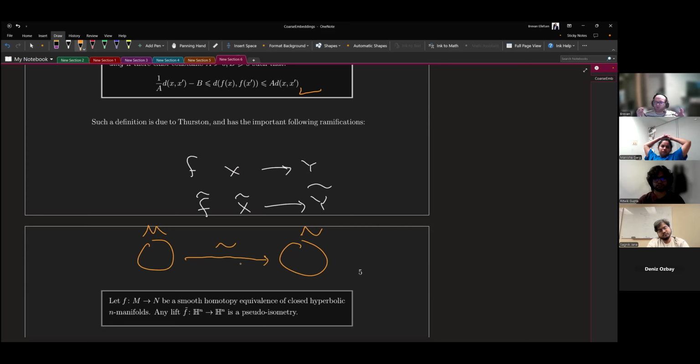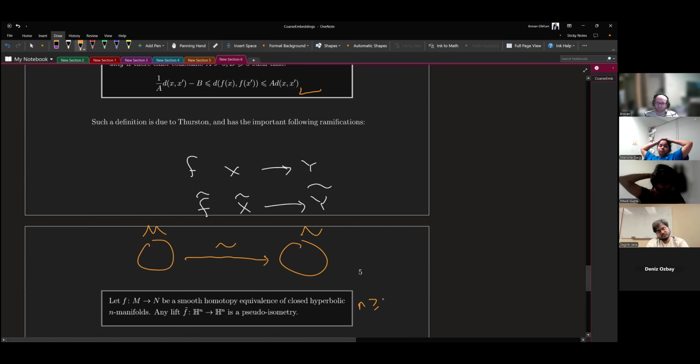So somehow, just looking at homotopy of these things, also n is greater than or equal to 3. That is important because Teichmuller space exists. You do not get this rigidity in dimension 2. So in dimension 3 or above, we have that any smooth homotopy equivalence between closed hyperbolic n-manifolds will induce a pseudo-isometry when we lift it up above.